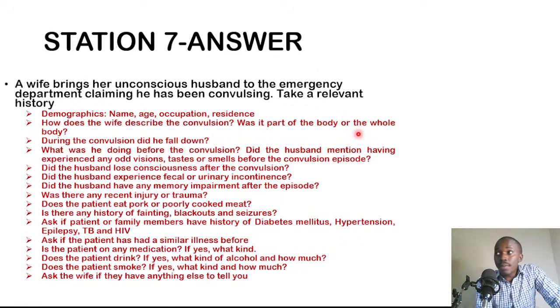Did they have any episodes of memory loss, episodes of visual disturbances, episodes of taste disturbances, episodes of hearing disturbances? Was there any trauma in this patient? Have they eaten any pork or any undercooked meat?